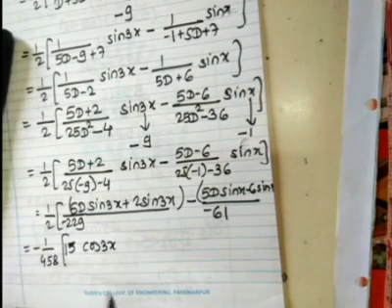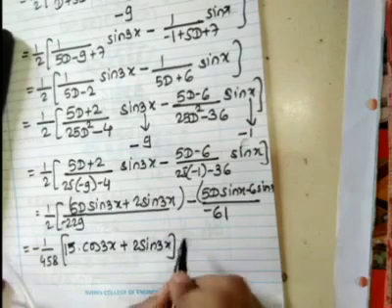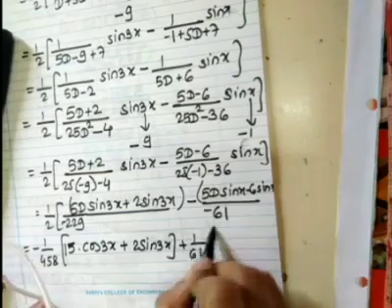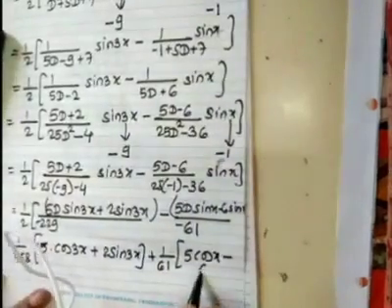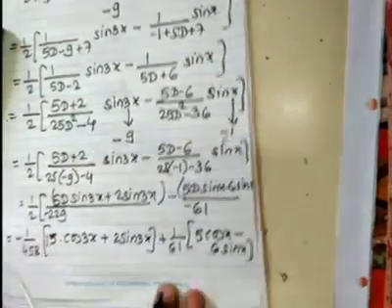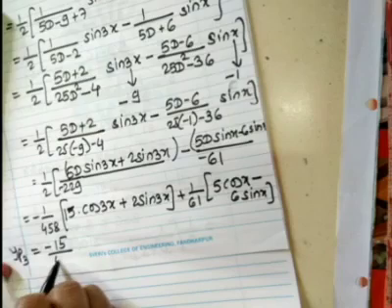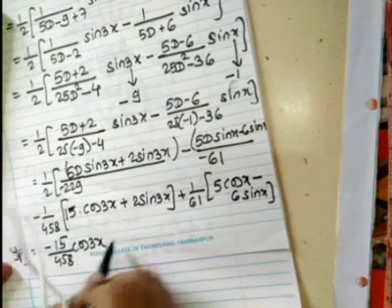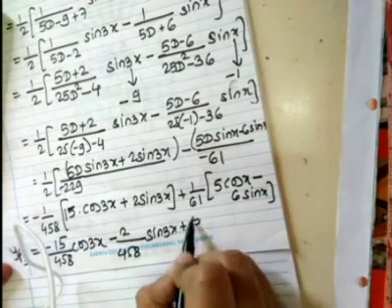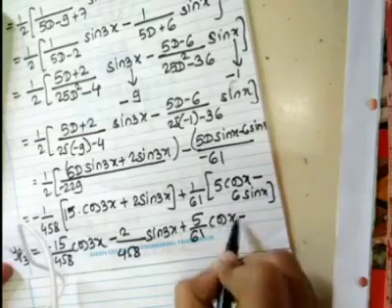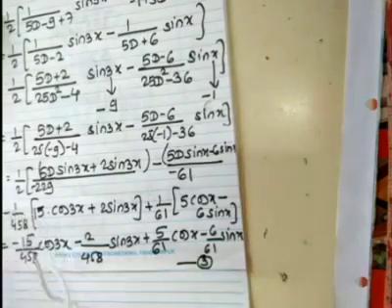So it is 5 into 3, 15. So 15 cos 3x plus 2 sin 3x. Next it is minus minus plus 1 upon 61, 5 into derivative of sin x is cos x, minus 6 sin x as it is. Okay, done. This is your YP3: minus 15 upon 458 cos 3x minus 2 upon 458 sin 3x plus 5 upon 61 cos x minus 6 upon 61 sin x. Call it equation number 3.